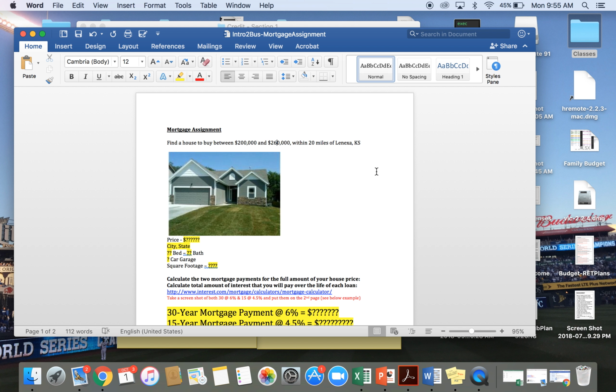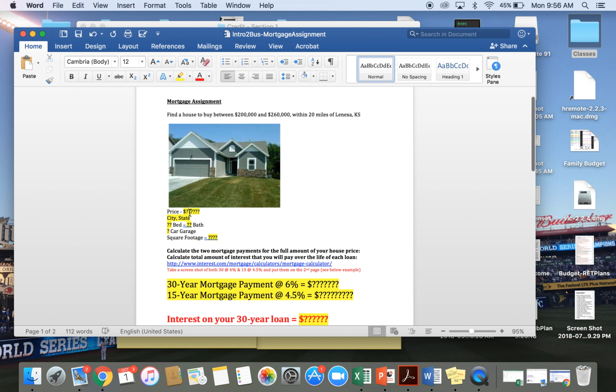So find that house, take a screenshot. Don't use this house. This is actually my house, so I'm going to know if you put my house on there. Don't put my house on there. So put a screenshot of the house onto your assignment. Tell me the price of your house. Tell me where it is located, the city and state.